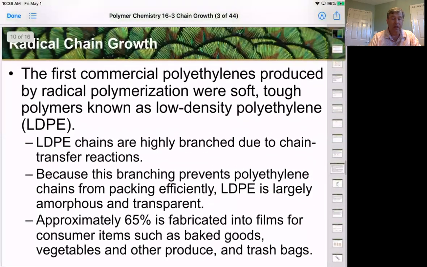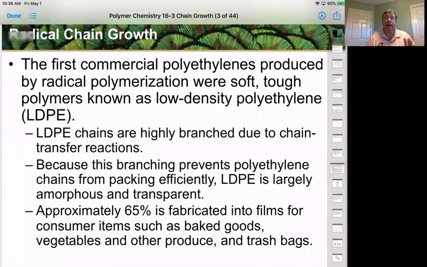Okay, so let's talk about some different polymers that we have from this. The first is polyethylene. It's the simplest, where we just have CH2 double bonded to CH2, okay? And so when polymer chemists first created this polymer, it turned out it was highly branched, and therefore they called it low density polyethylene because all the different branches kept it from packing very efficiently. So it wasn't very crystalline, and therefore it became amorphous and transparent, okay?